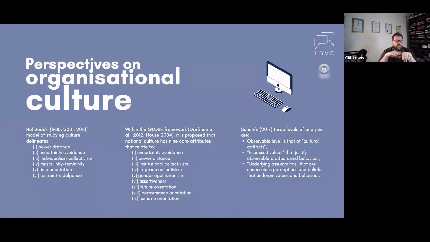Hofstede's one has a masculinity/femininity dimension, whereas the Globe framework has a gender egalitarianism dimension. What these frameworks say is that, for instance, if you are in an organization within Northern America, there will probably be a low power distance, meaning that people in the West are generally encouraged to speak out and engage with leadership if they feel something is wrong or something that they don't agree with.